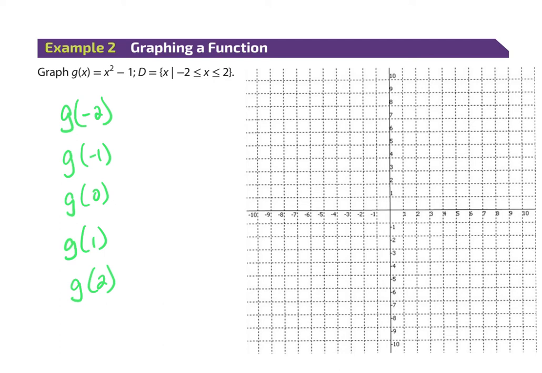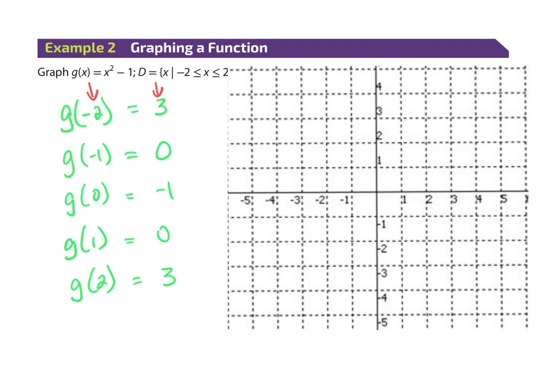So when you plug these in, you're going to find that we have a 3, a 0, a negative 1, a 0, and a 3. Is that what we got there? All right. So these values over here represent my x. These values represent my y. You can write them out if you need to, or you can just graph them that way. You can go to negative 2, and I'm actually going to make this guy a little small. All right, so I am going to graph these based on that x, y, all right?